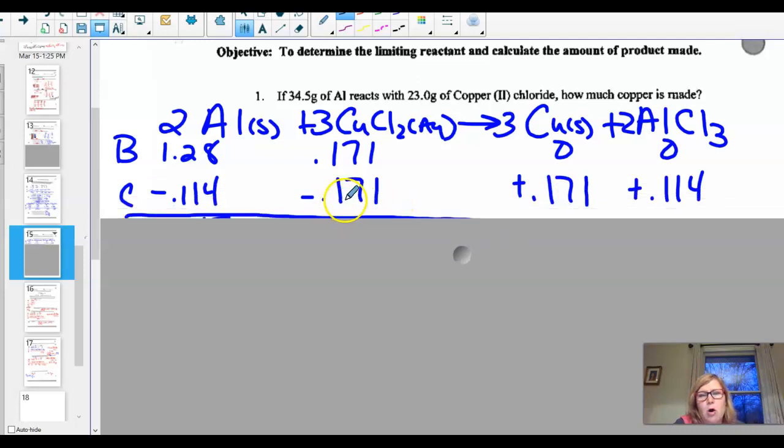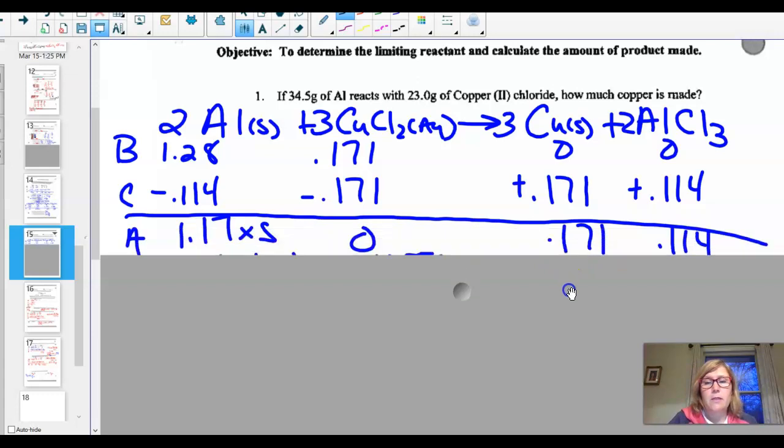So I'm going to use all 0.171 moles of that. I'm going to divide by 3, multiply by 2. So that gives me a negative point, not negative, it means I consumed 0.114 moles of aluminum. Then I'm going to use my limiting reactant to determine how much product I've made. So 0.171 divided by 3, multiplied by 3. That means I made 0.171 moles of copper. And then 0.171 divided by 3, multiplied by 2, that means I made 0.114 moles of aluminum chloride.